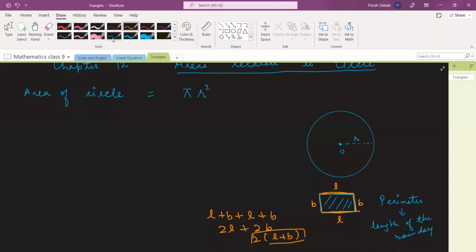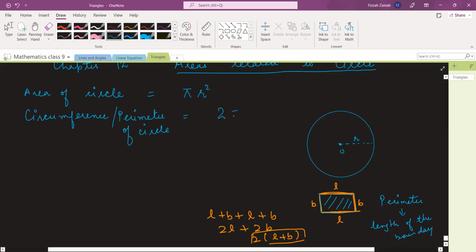So in the case of a circle, this length of the boundary is actually called the circumference. Circumference is basically the perimeter of the circle, that means the length of the boundary of the circle, right? So the formula is 2 into pi into r. So these two you have to remember.